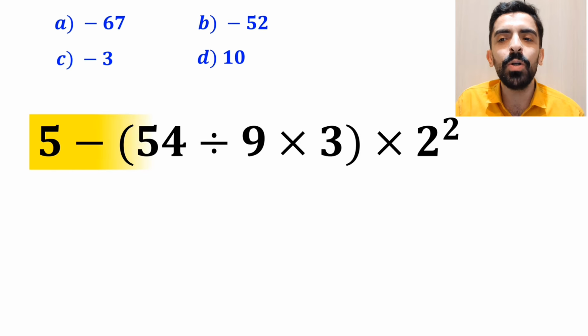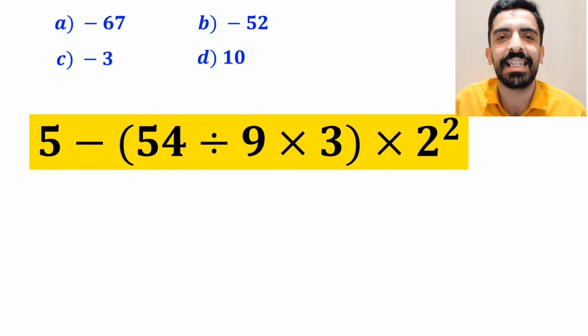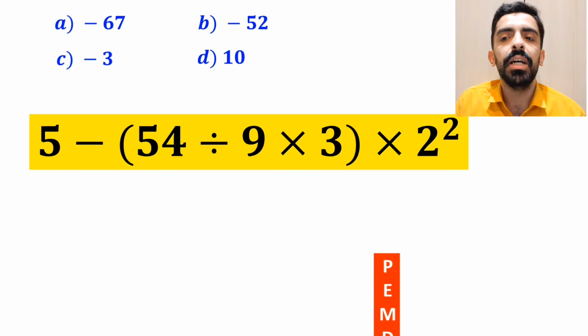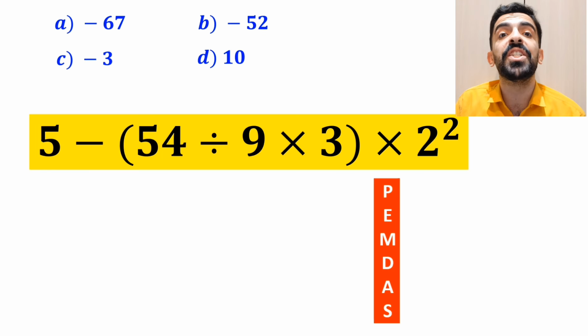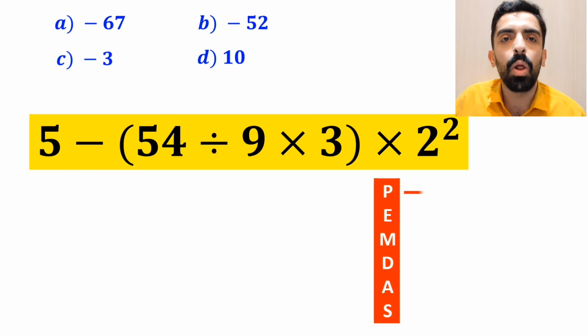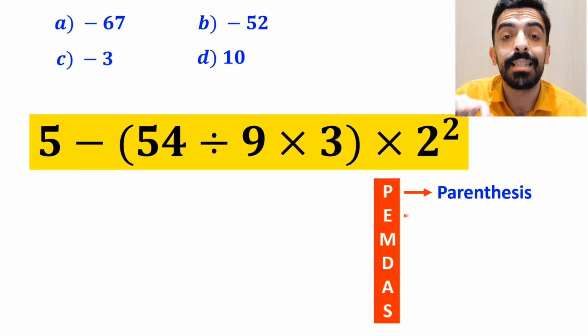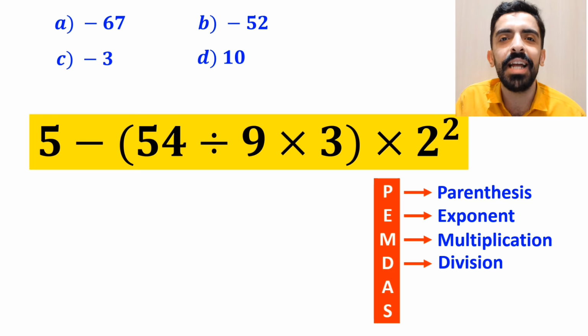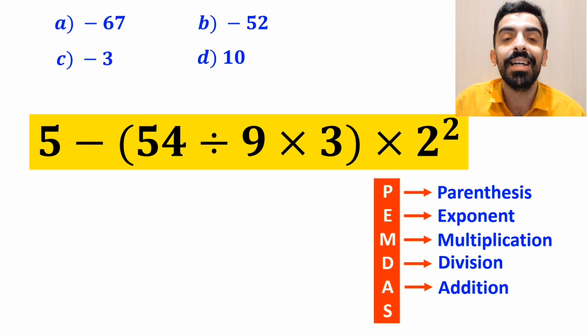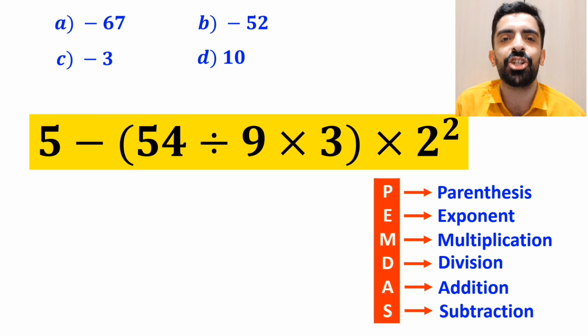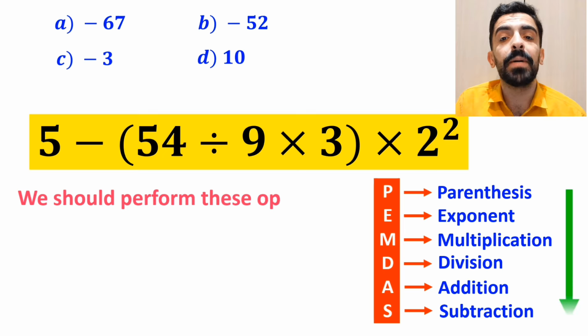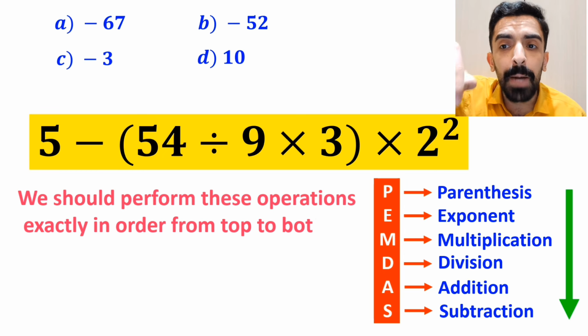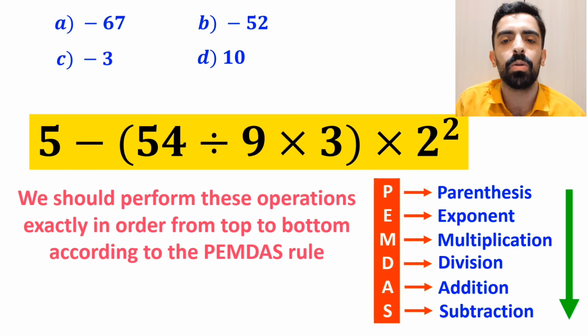Alright, now let me show you how to solve this expression correctly. To solve this question, we need to follow the order of operations which is PEMDAS. In this rule, P stands for parentheses, E stands for exponent, M stands for multiplication, D stands for division, A stands for addition, and S stands for subtraction. We should perform these operations exactly in order from top to bottom according to the PEMDAS rule.